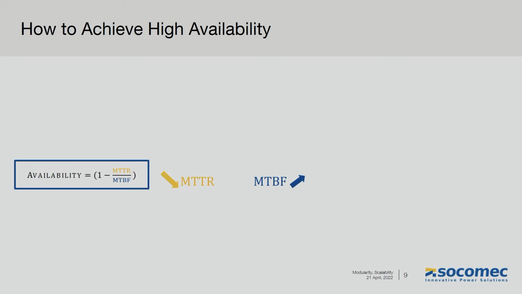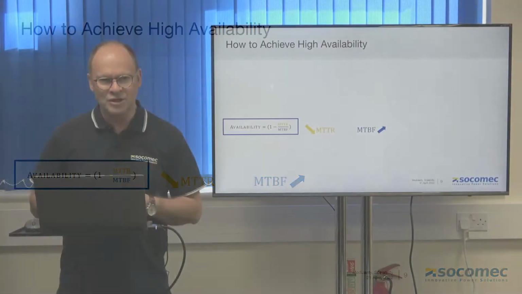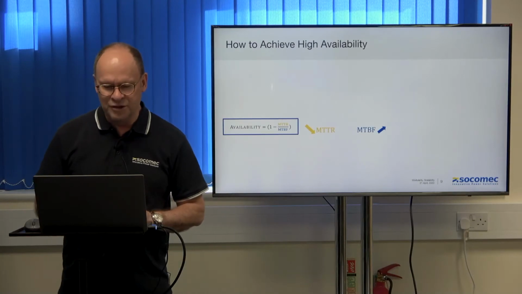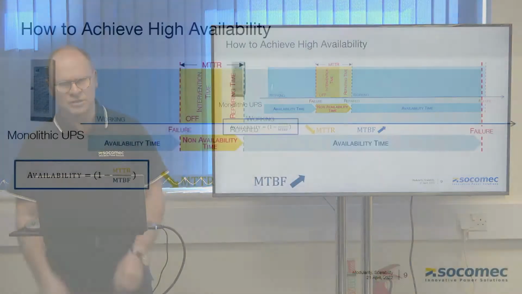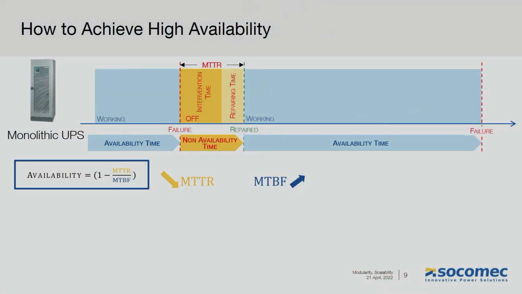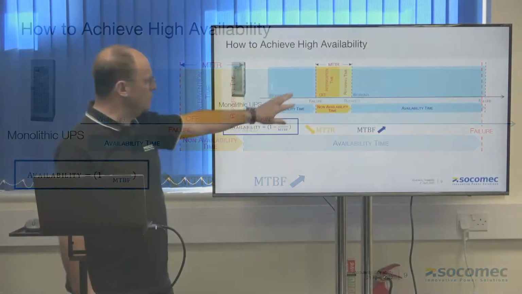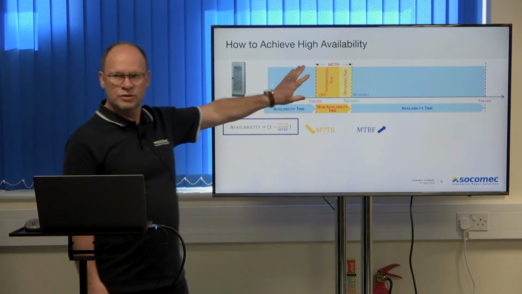So, high availability. Availability is simply, I don't know if you can see that on the screen there, 1 minus mean time to repair divided by MTBF. So we need to drive down mean time to repair, and drive up mean time between failures. So much easier to understand with a picture as ever. So we've got here a system. Blue is good, system is working. Yellow or orange is bad, system's not working.